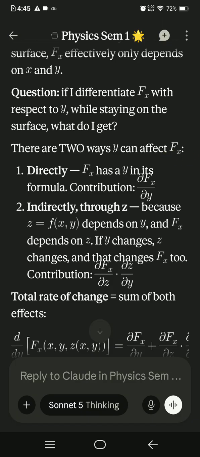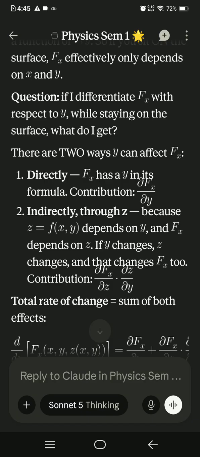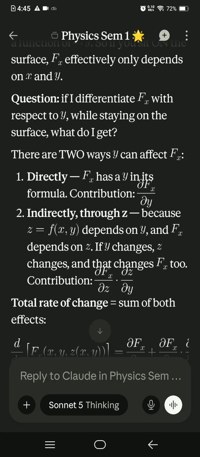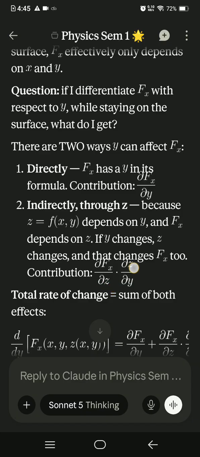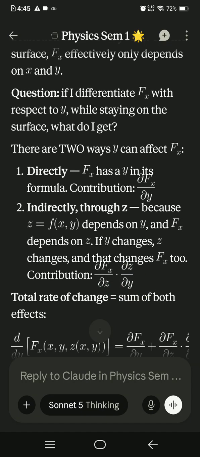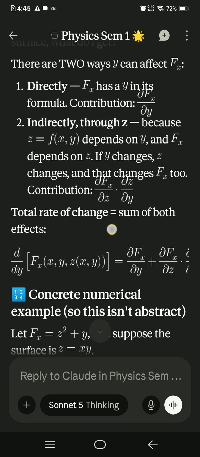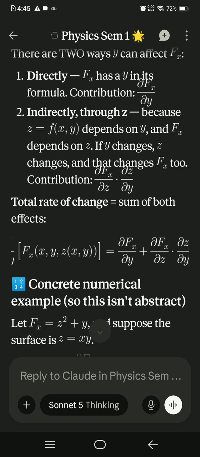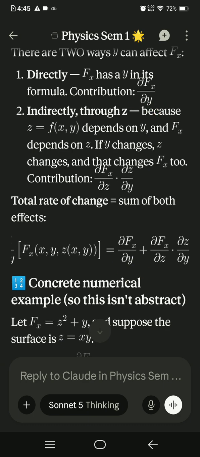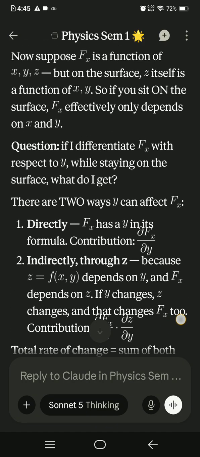So how much fx changes when y changes, right? How much fx changes when z changes, and then how much z changes when y changes. Then we are going to add these two, I guess. So the total rate of change is the sum of both effects. So this plus this. Okay, now I get it.